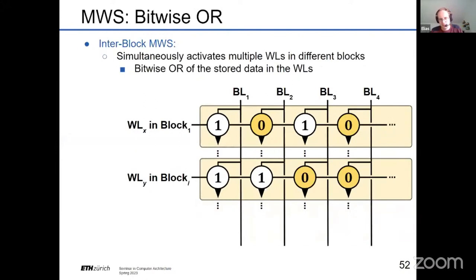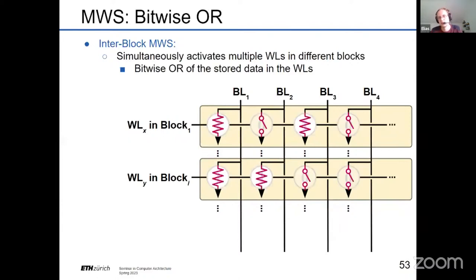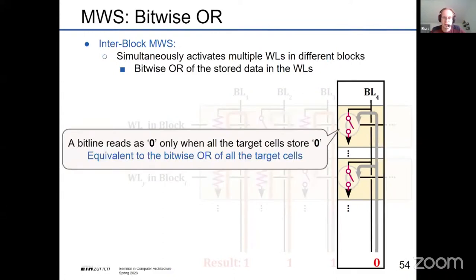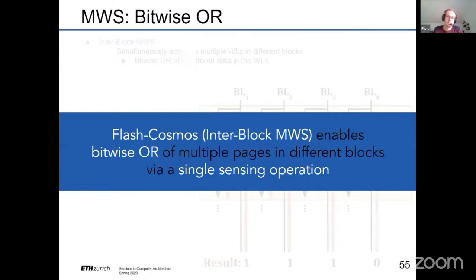Now let's talk about the OR gate. We have a word line in block one and a word line in block I, and we want to do a bitwise OR of these word lines. You can't see it here, but all the other cells are non-target cells, and they will be conducting, such that if we now sense the currents, if only one of the bits in the word lines is conducting, then it will be read as a one. And this is equivalent to an OR gate. If both of the operands act as open switches, it's zero. So Flash-Cosmos enables these bitwise OR operations of multiple pages in different blocks with only one sensing operation.